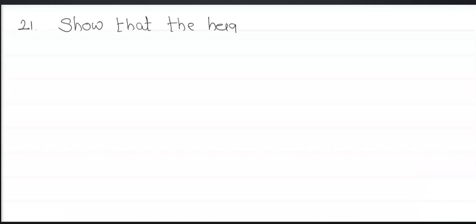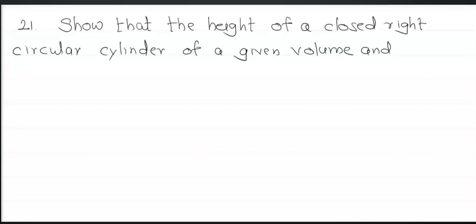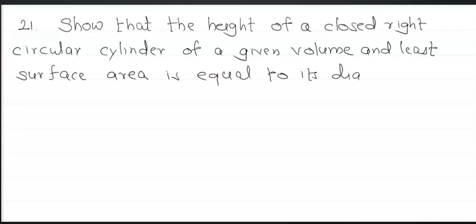Show that the height of a closed right circular cylinder of a given volume and least surface area is equal to its diameter, that is, the height is equal to the diameter. This we want to prove, that h is equal to 2r or h is equal to d.